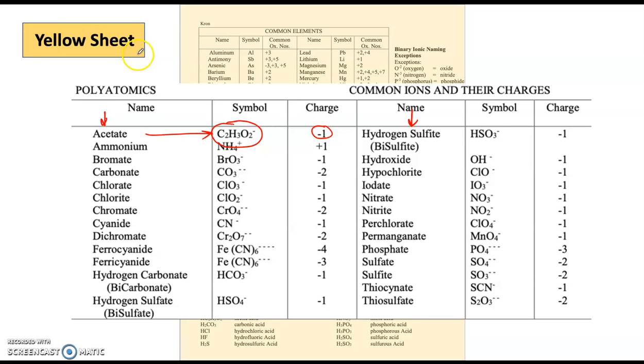All of them are negative except ammonium. It's NH4 with a +1 charge. So ammonium's the only one that will be found at the beginning of the formula, because you always write a compound with the positive ion first and the negative ion second. So the polyatomics will mostly be at the end of the formula, except ammonium.